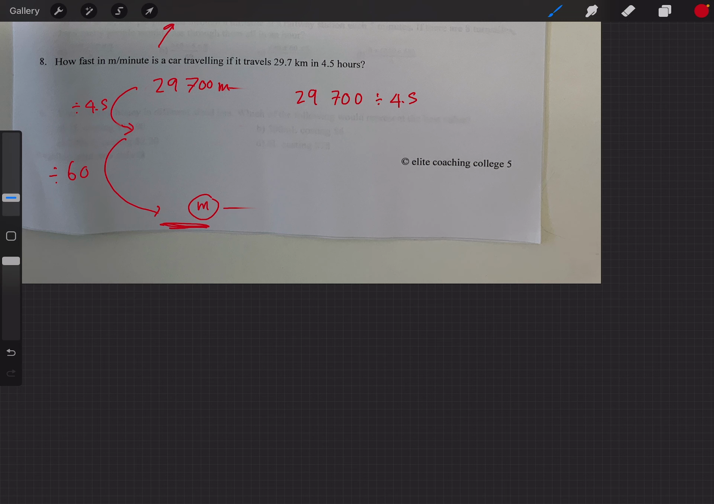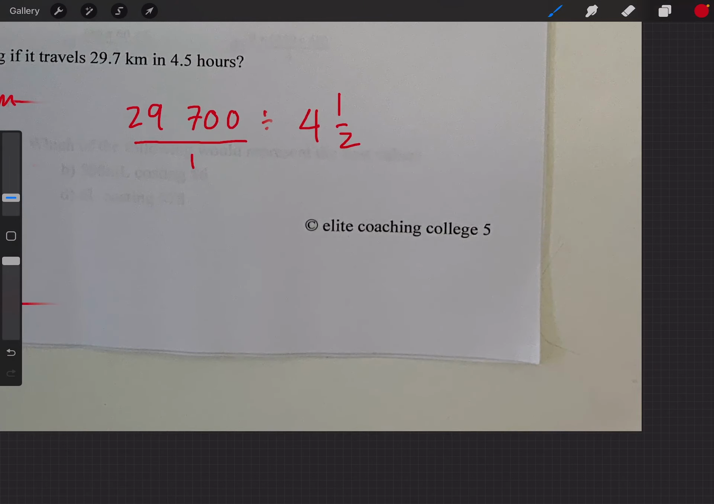So do it as a fraction. This will be over 1. This will be 4.5. Now you can't divide like this, so you've got to change this one to an improper fraction. So now that becomes 9 on 2. Because we're dividing by 9 on 2, we're going to switch this around, and say that's 29,700 over 1 times 2 over 9.